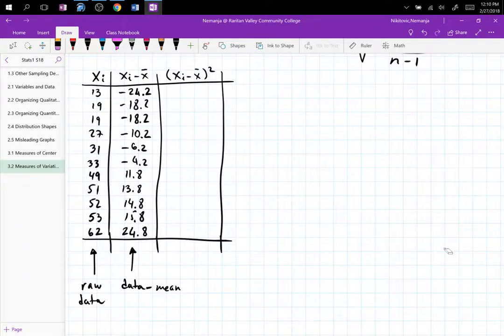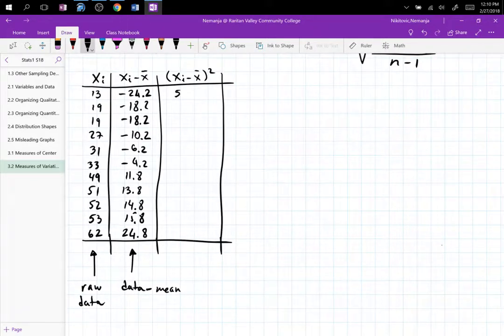Now, squaring will kill all the negatives, so you don't have to worry about typing in negative 24.2. 24.2 squared. And again, keep one decimal because our data had no decimal, so you just go one extra decimal. So that's going to be 585.6. Then you have 18.2 squared, which is 331.2.